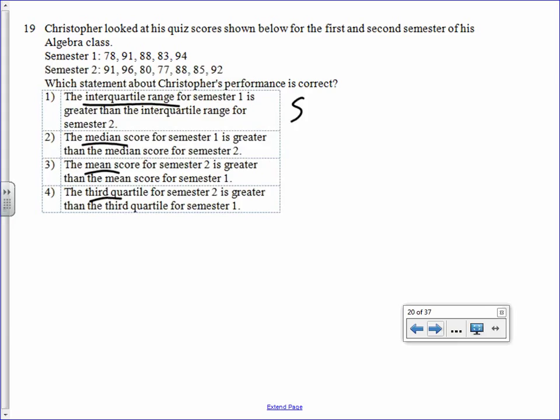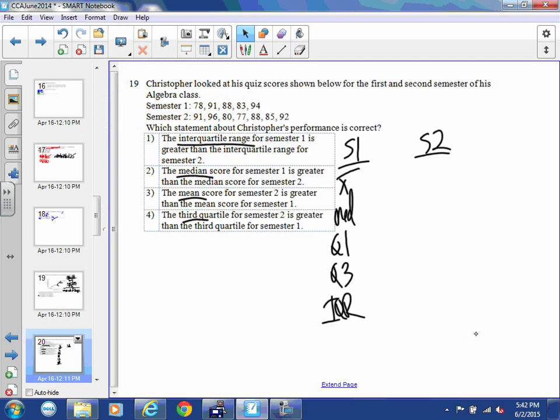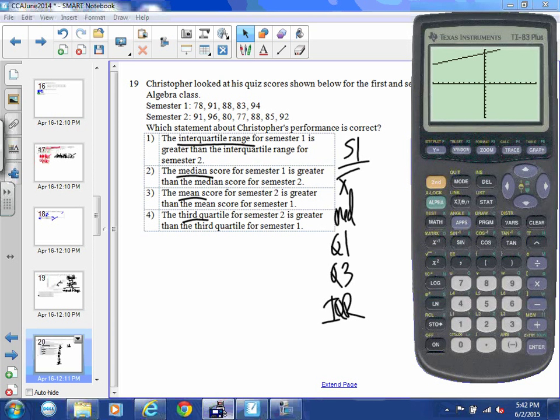So for semester 1, I'm going to have to find the mean, the median, and for the interquartile range, I'm going to need Q1, Q3, and the interquartile range. And I'm going to do the same thing for second semester. So let's get my calculator up. Stat, edit. Let's get rid of this. There's no frequency list, so I'm going to put everything in L1.